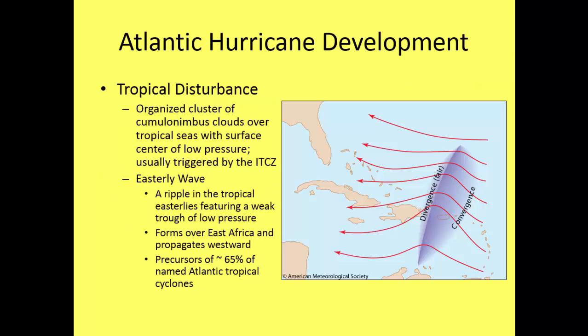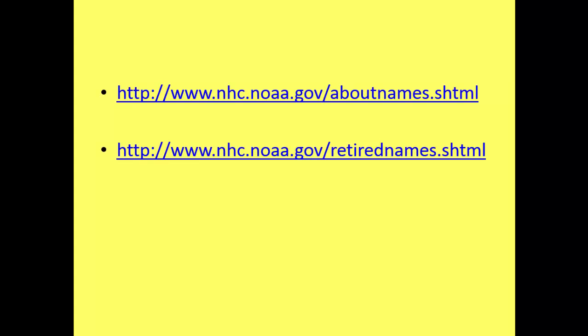Now, where do these things form? Why do they form? You're going to get an organized cluster of cumulonimbus clouds, okay? You need to get a ripple or a wave, okay? In this case, it looks like a ridge that's going to form out over this area. And this is what we look for in the development. In other words, if we see this kind of thing forming out there, we could think that perhaps a hurricane's going to develop.